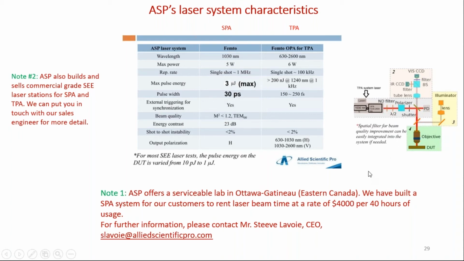We do not have that in our SPA lab, but we could make TPA systems using basically an optical parametric oscillator or amplifier that is placed in front of this 1030 nanometer, and this would act as a pump to generate wavelengths anywhere between 630 to 2600. So for TPA testing, you could operate at 1260 nanometer, for example. Your pulse width is quite short, 150 to 250, and the energies could be greater than 200 nanojoules. So if you need more information, you could email us here and get more details about the lab or the systems that we could produce.